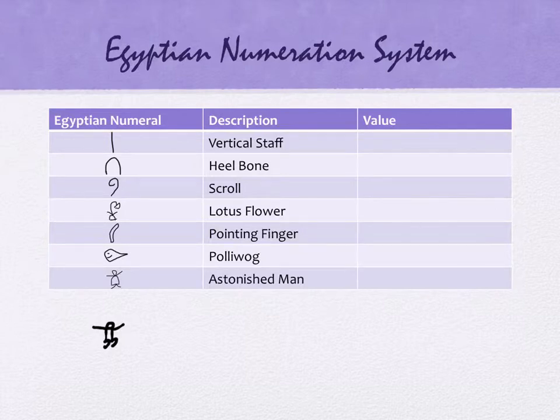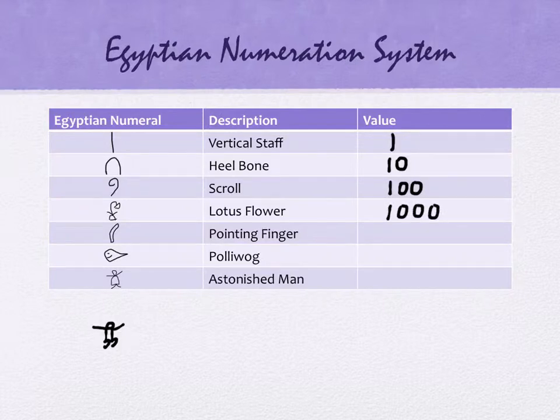All right, so what would you guess that first value might be worth? Just guessing. It's actually worth the value 1. A heel bone is actually worth the value 10. A scroll is worth the value 100. A lotus flower is worth the value 1,000.